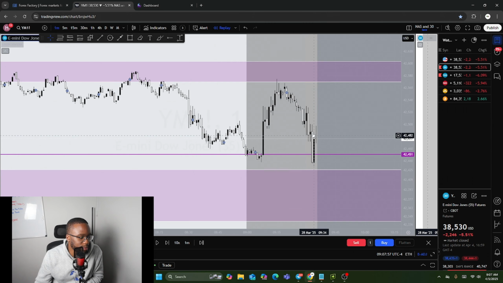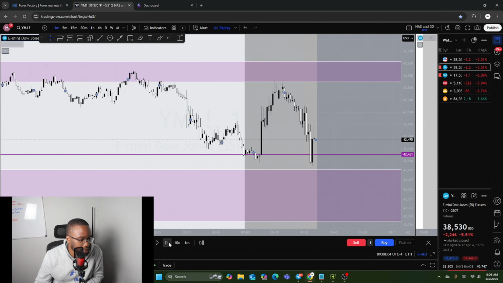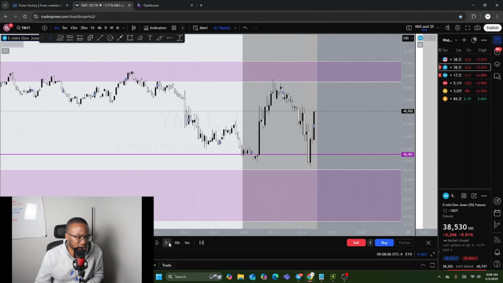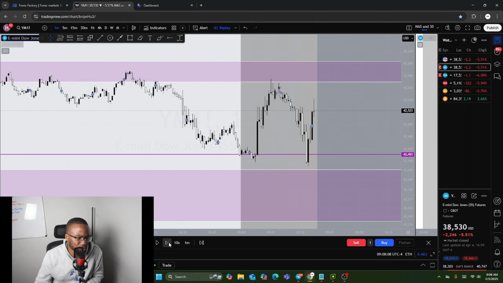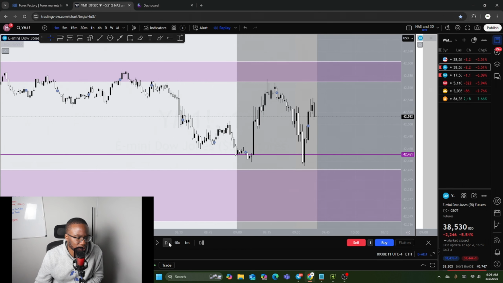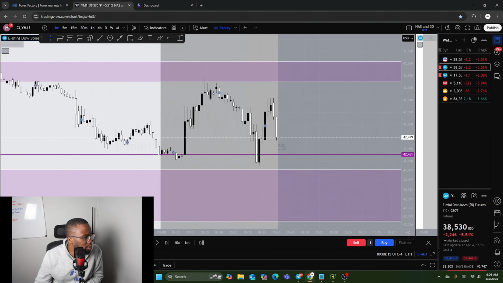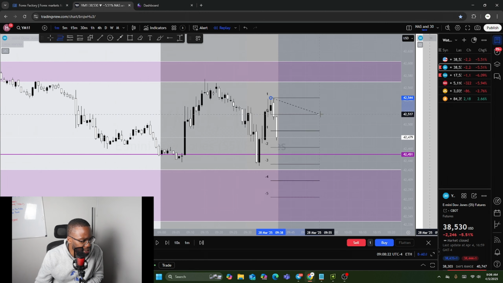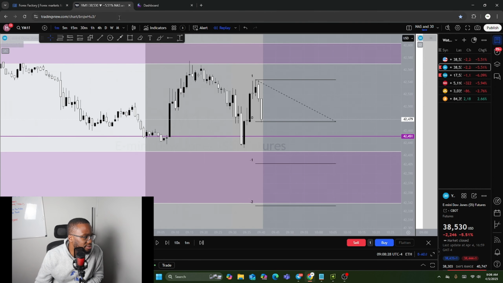Okay, we have a pullback from here. We broke the lows, we have a little pullback. I'll take it at the next drop. Oh, it's a push. I would have wanted this trade right here, but it looked like it already left. Something like that, but possibly something like this to make it even more secure.